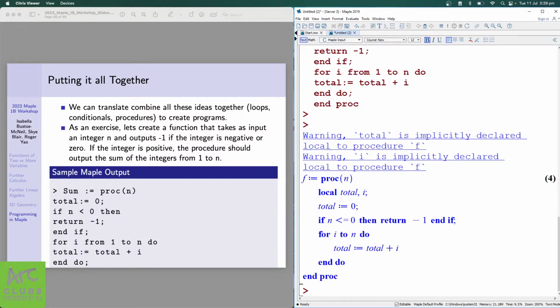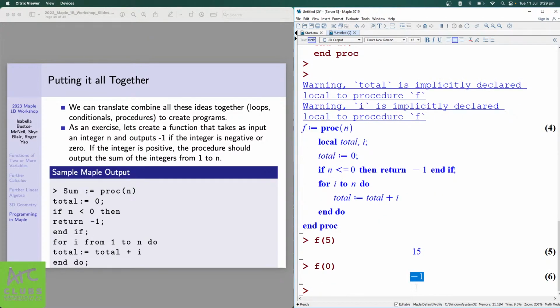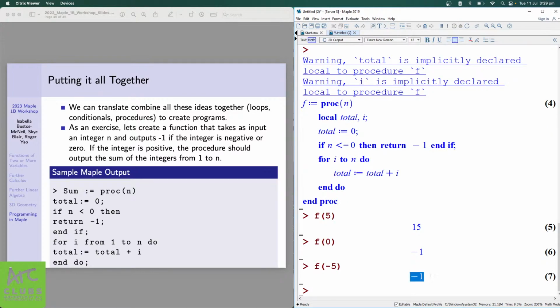So let's find f of 5. This should give me the sum of all numbers from 1 to 5. But let's see if it evaluates f of 0. Note, for f of 0 it gives us -1. What about f of -5? It also gives us -1 because -5 is a negative number.